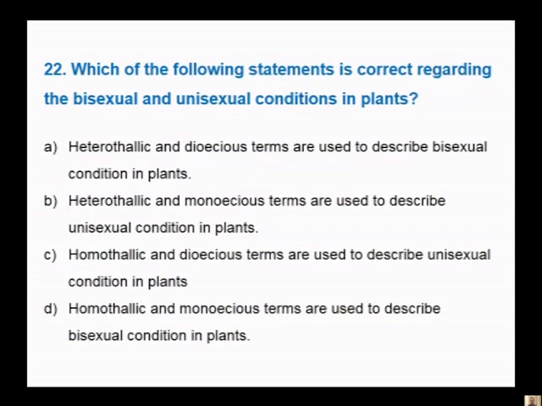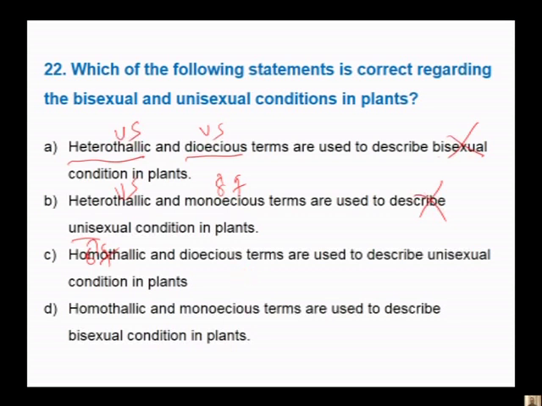Which of the following statements is correct regarding the bisexual and unisexual condition in plants? Heterothallic means unisexual. Dioecious is also unisexual. The option says the terms are used to describe the bisexual condition. Therefore, it is wrong, because these two terms are for the unisexual condition. Monoecious is a condition where the plant has both male and female parts, so the plant is bisexual. Heterothallic is unisexual, but monoecious is bisexual, yet it is used for unisexual here. It cannot be the answer. Homothallic and dioecious: homothallic is where male and female structures are present on the same thallus. So it is bisexual.